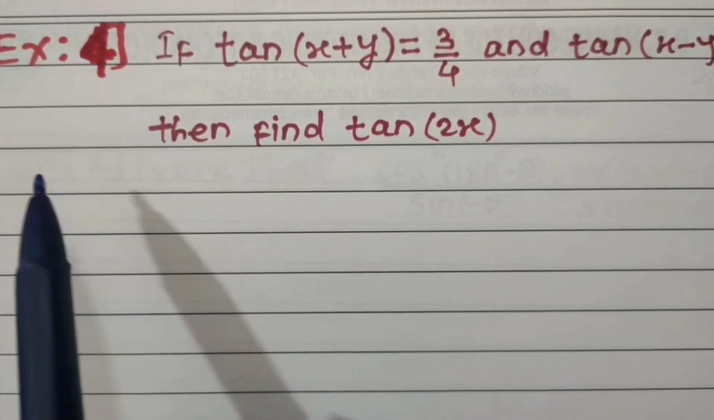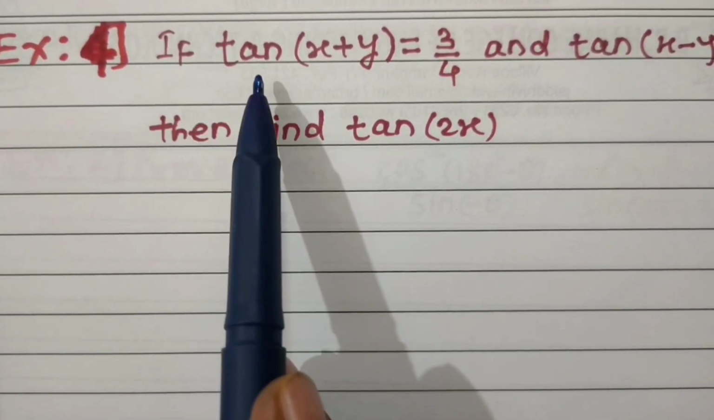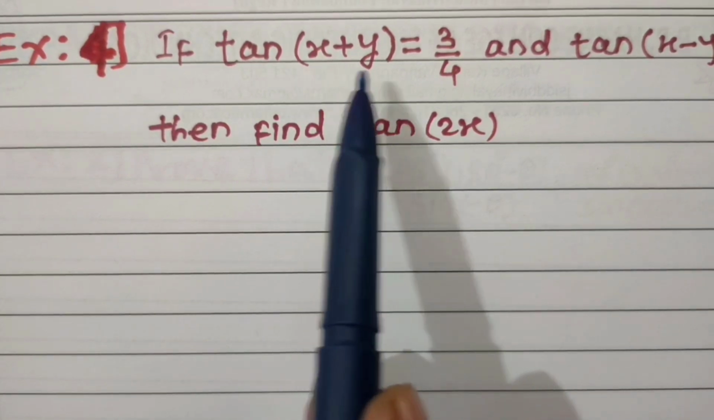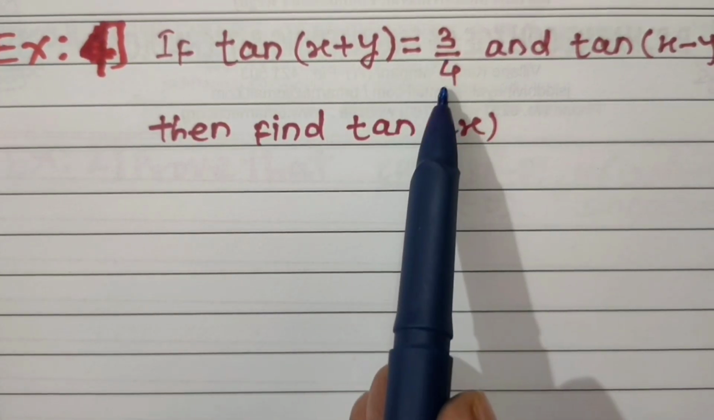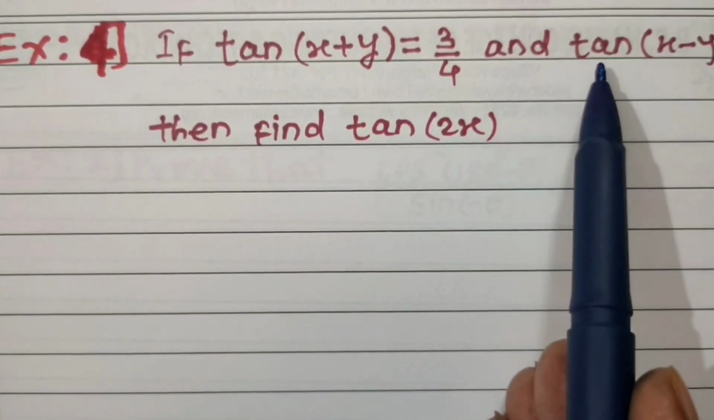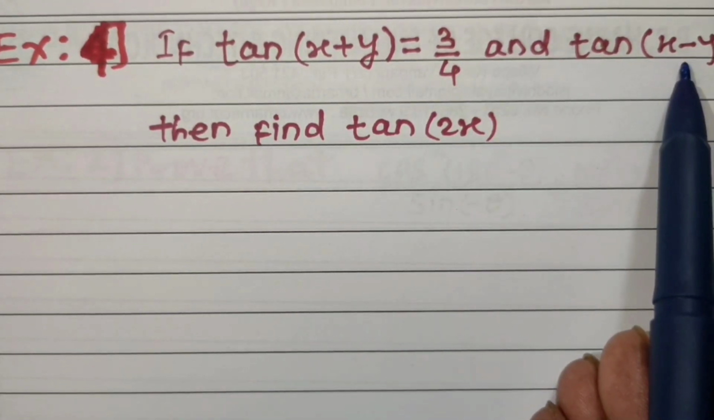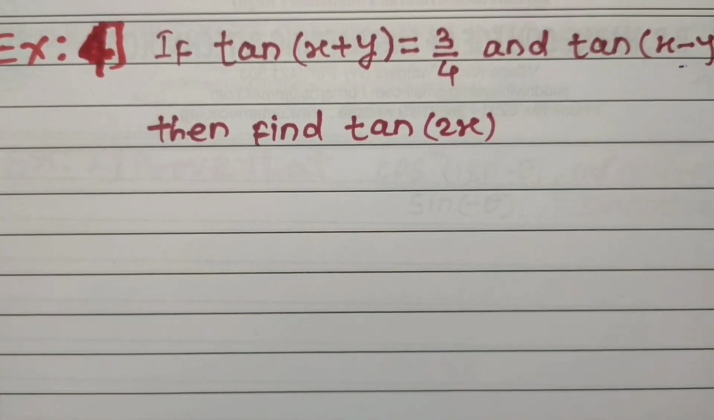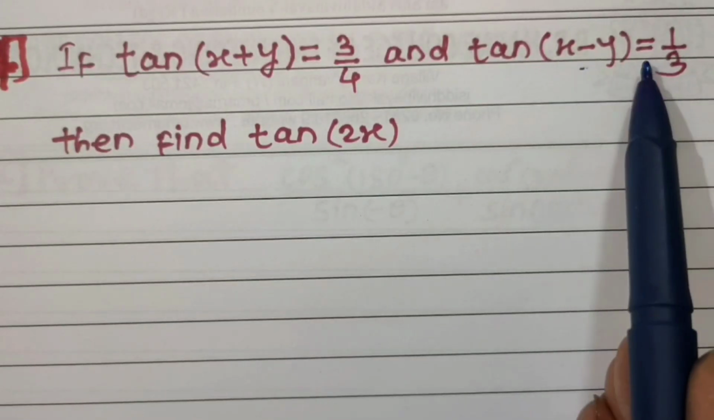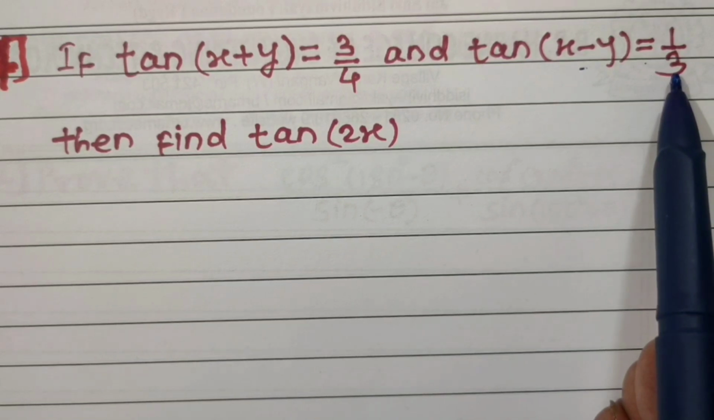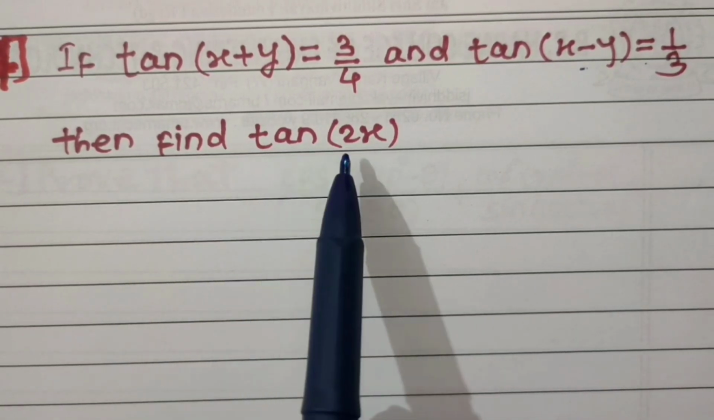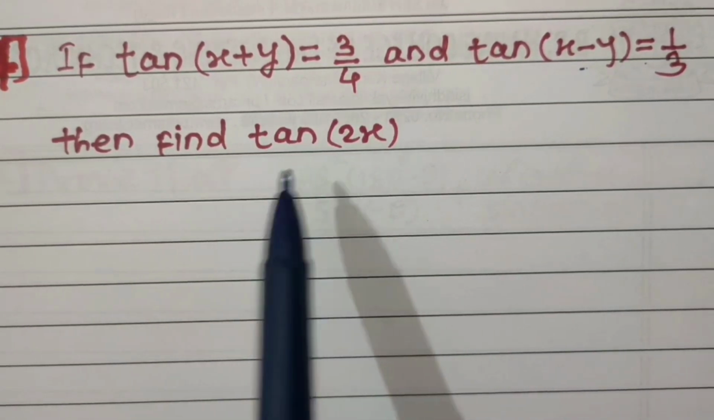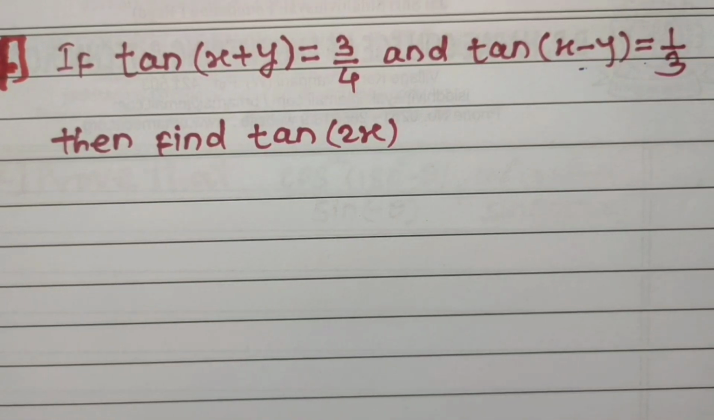Let us solve example number 4. If tan of x plus y is equal to 3 upon 4 and tan of x minus y is equal to 1 upon 3, then find tan 2x. Here we have to find out tan 2x. Let us solve this sum.